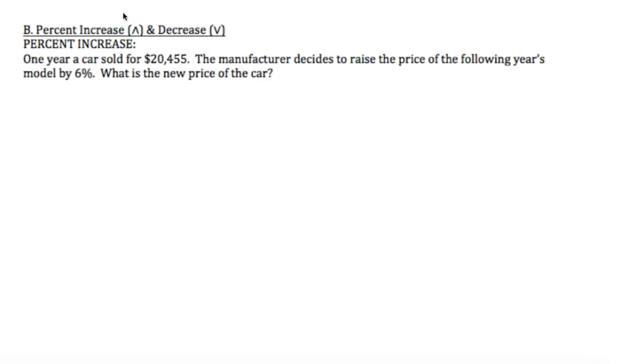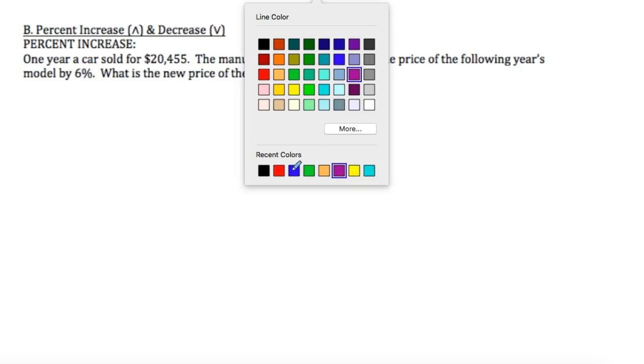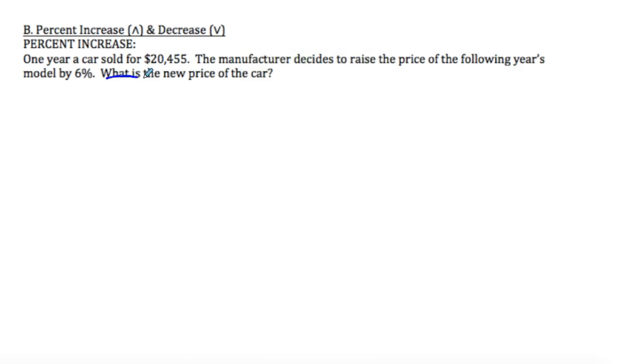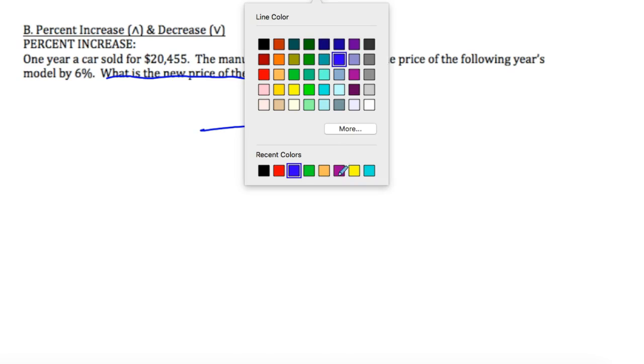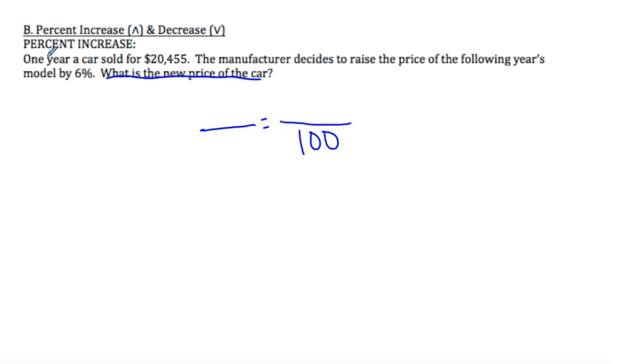So let's look at this one. If we look at the word problem, we see that the question is, what is the new price of the car? So we're not being asked to solve for a percentage, meaning we know the percentage. Okay, let's go ahead and read a little bit about why this is a percent increase question. So 1 year a car sold for $20,455. The manufacturer decided to raise. Raise means go up. Raise the price of the following year's model by 6%.